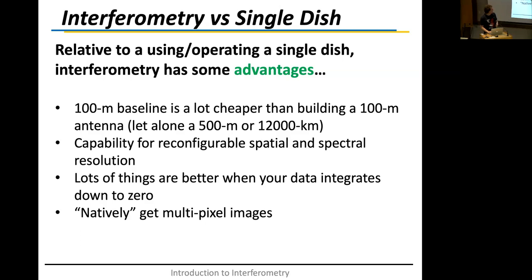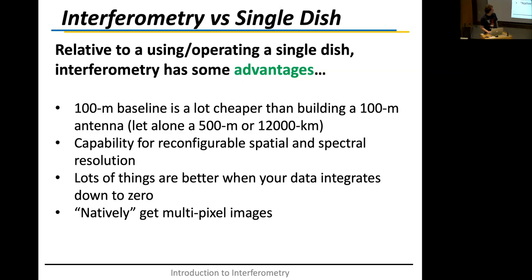There are lots of things that are nice when your data averages down to zero. For single dish, things don't average down to zero, they average down to some baseband power level. And so you have to be very careful about things like 1/f noise and dealing with all sorts of weird systematics. In an interferometer, all the noise and even some systematics should average down to zero, which makes some things a lot simpler.